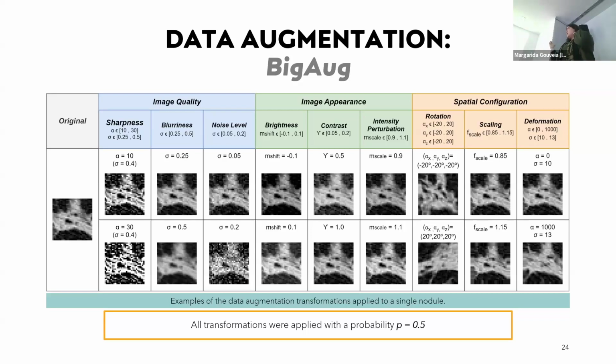So basically, we apply these transformations. We apply all with a probability of 0.5. So we can apply 9 transformations at the same time, or it depends on the probability, but sometimes we apply 1, 2, or the 9. But basically, these are the transformations.